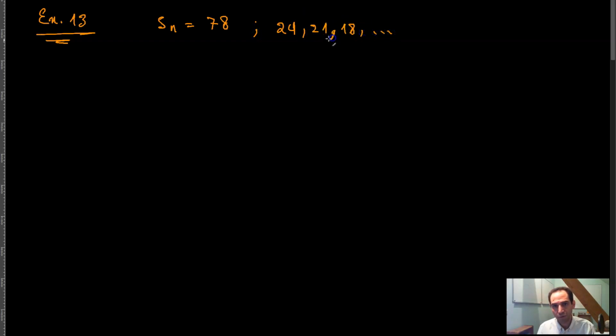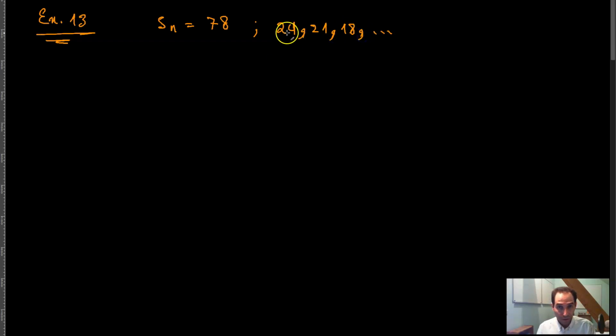Example number 13, which is: how many terms of some AP must be taken so that their sum is 78? So you're asking how many terms should be taken so that their sum is 78, which means that S of n is 78. And your AP is 24, 21, 18, and so on.